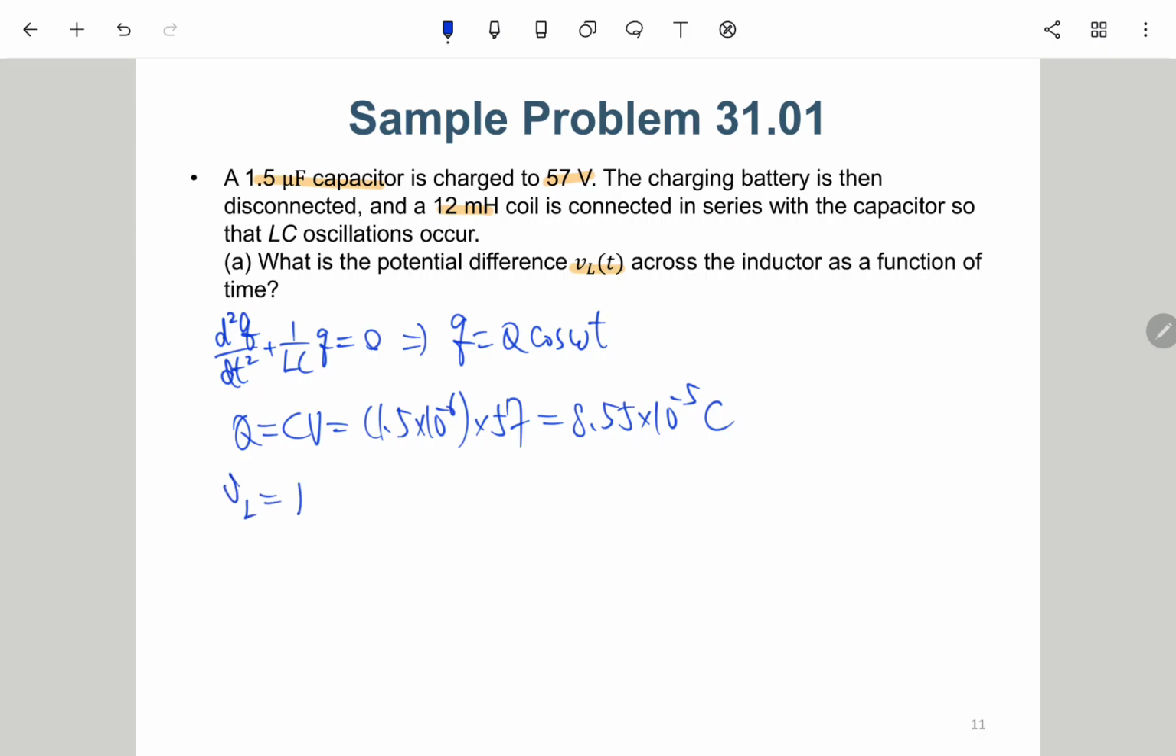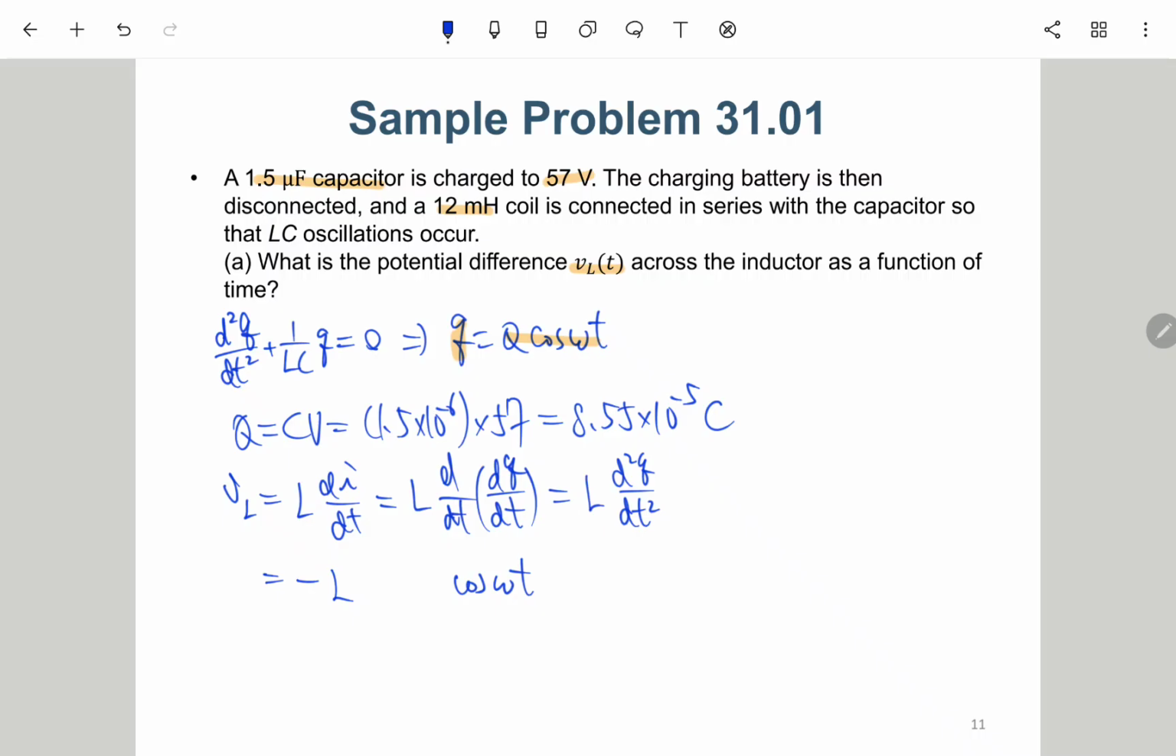So V_L will be L di/dt. So L d/dt, and then I is actually the derivative of Q with respect to time. So we have L d²Q/dt². Actually, what it means is that we have the expression of Q here, so we need to take the derivative with respect to time two times. Cosine turns to negative sine, and then negative cosine. So finally it turns out to be negative L, and then cosine of omega t.